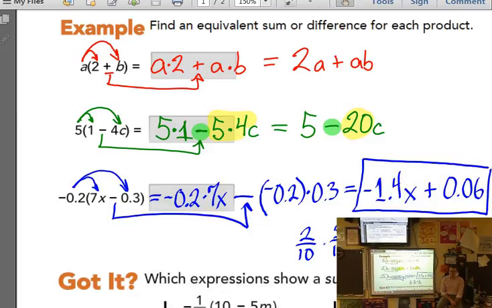Any questions on expanding those expressions? We're applying our distributive property. Now, we can't solve them because they're not equations. If I knew that this was equal to 17 or equal to some other quantity, then I could solve it. But I don't know what it's equal to right now.